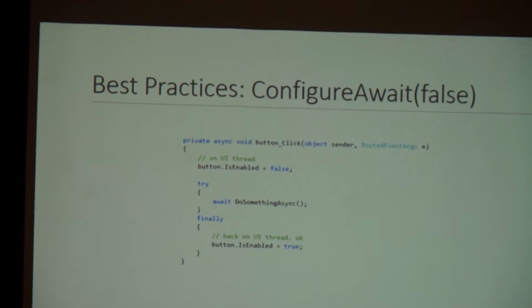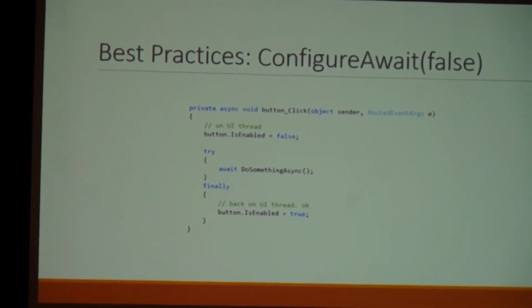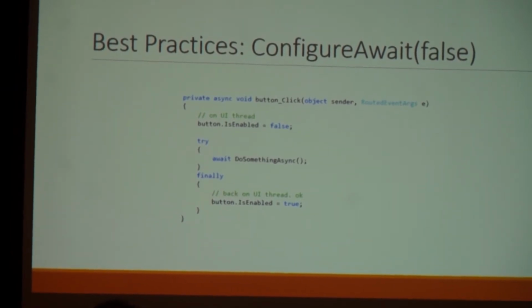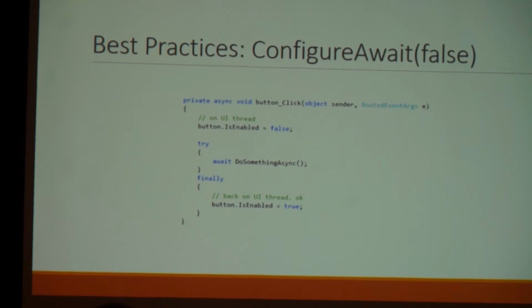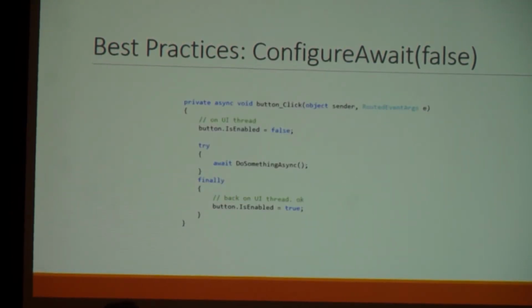But if you're not on the UI thread and you try to set a button's is enabled to true, you're going to get an exception saying that you can only modify the state of the UI from the UI thread. So in this case, button click is calling do something async, and this is the implementation of do something async. We've refactored our multiple await calls out into a separate async method called do something async. In this case, we're just doing task.delay, but again, pretend it's an HTTP request or something else.